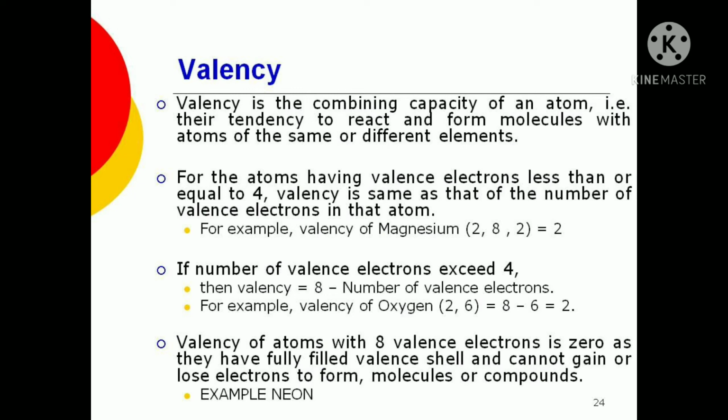For atoms with the number of valence electrons exceeding 4, like oxygen, which has 8 electrons but in the second orbit it has only 6, it needs 2 more electrons to fulfill its octet state, so it gains electrons. So that's how the positive and negative ions are formed.